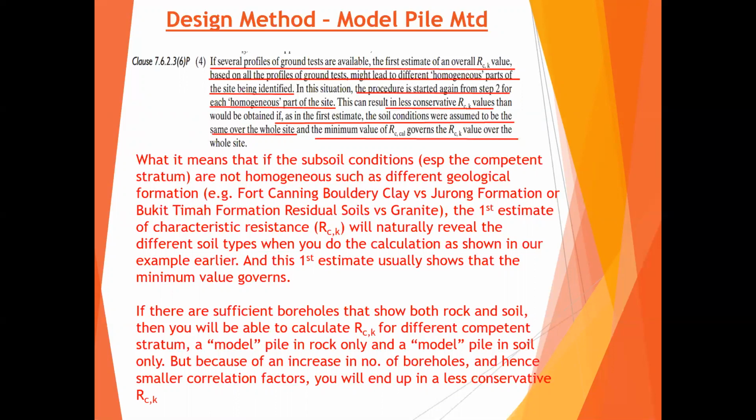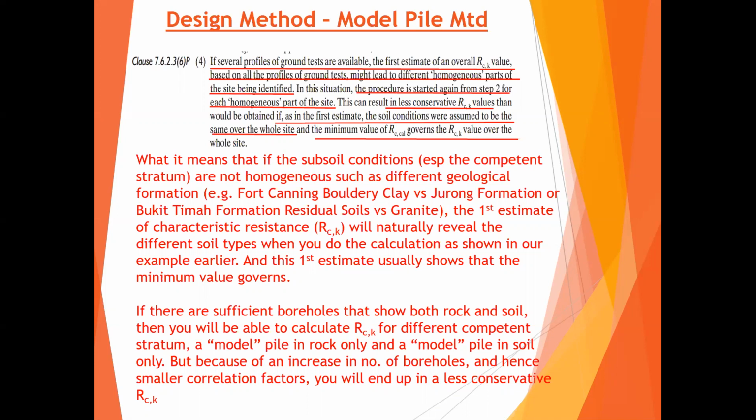So in this situation, the procedure starts again from step 2 for each homogeneous part of the site. This can result in less conservative characteristic values than would be obtained in the first estimate, which we did just now. In the first estimate, the whole soil condition was assumed to be the same. We assume, whether it's soil or rock, they are all the same over the site. So we have this characteristic value, and it is governed by the minimum value. You can see already, right?